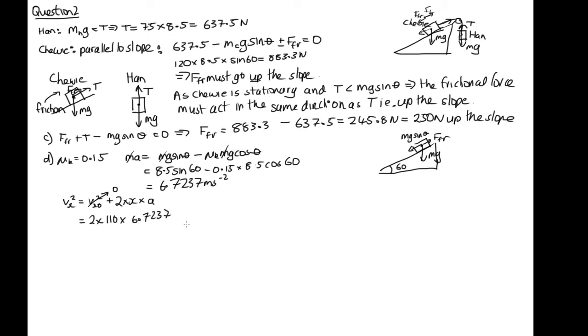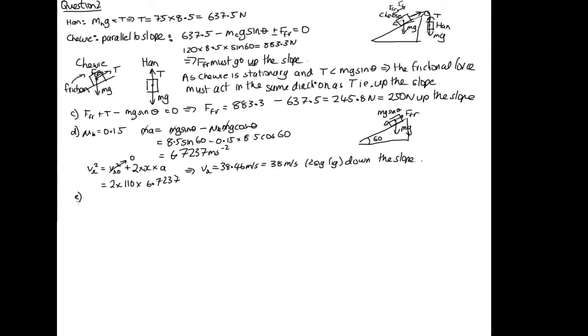And so solving this one, we end up with, this gives us Vx is equal to 38.46 meters per second, which is equal to 38 meters per second to 2 sig figs down the slope.